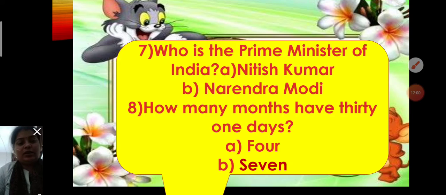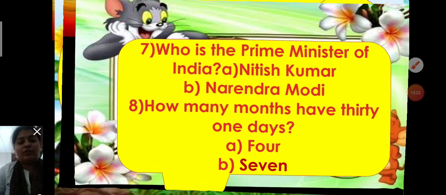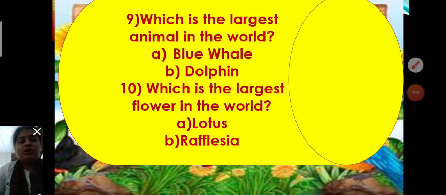So in 1 year there are 12 months. 4 months have 30 days, 7 months have 31 days, and 1 month has 28 or 29 days. It means 7 plus 4 is 11, plus 1 is 12. So there are 12 months in a year. So it is asking how many months have 31 days. You will have to say 7 months, so option number B.